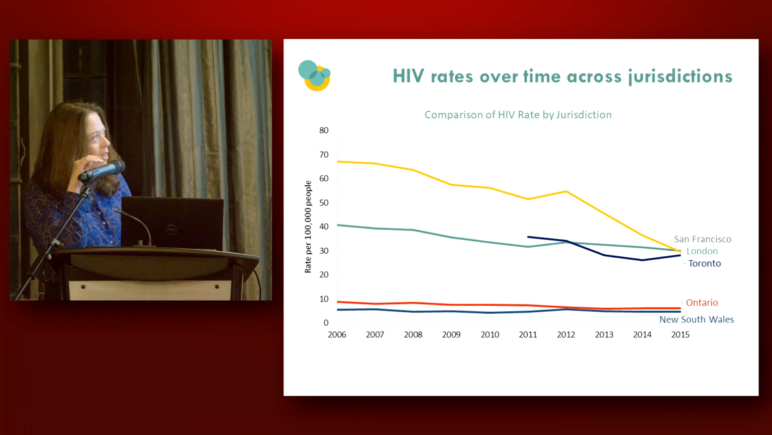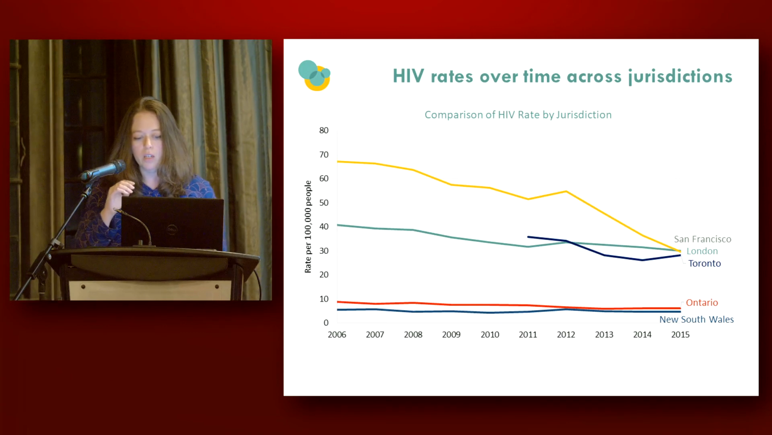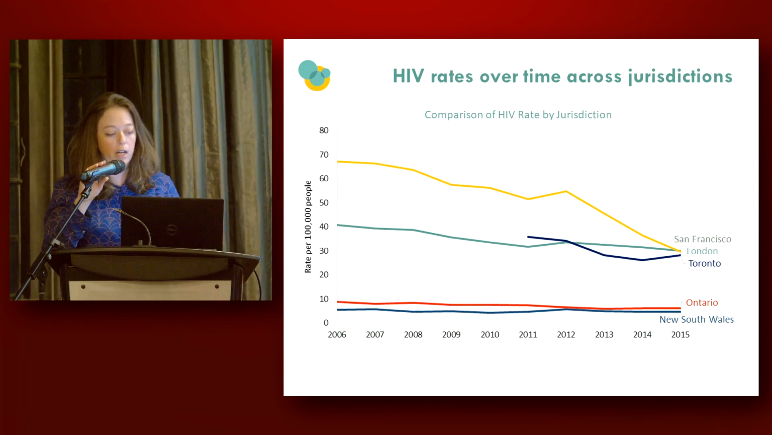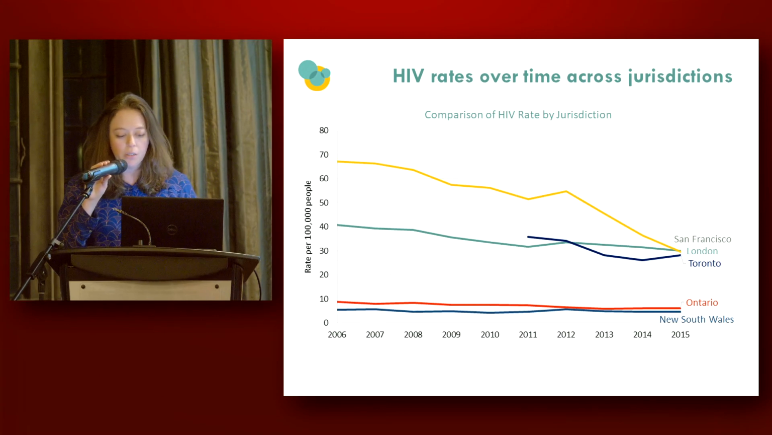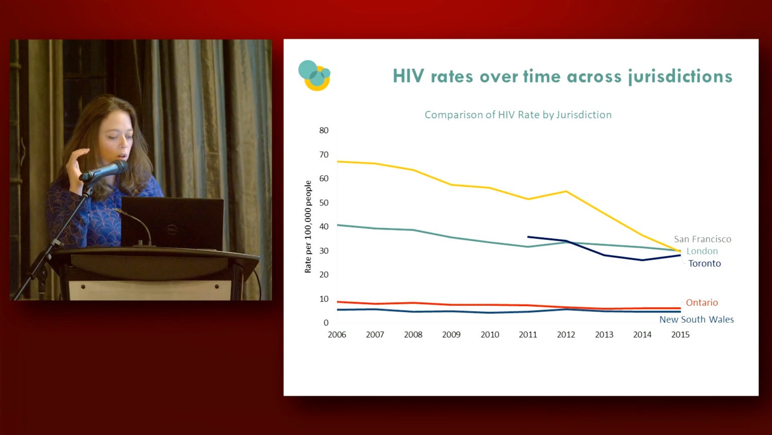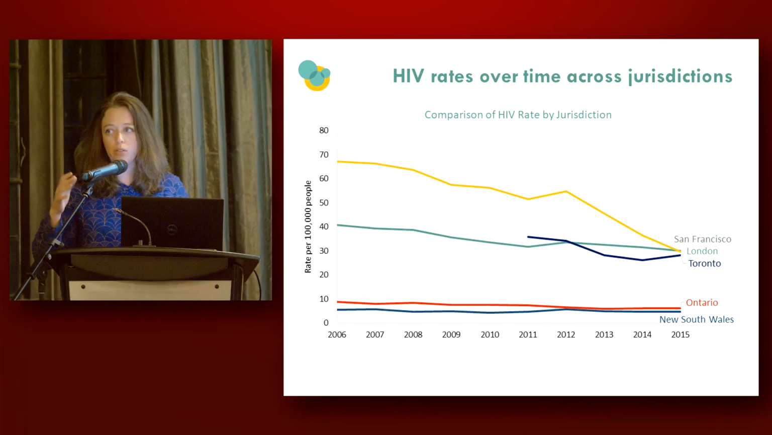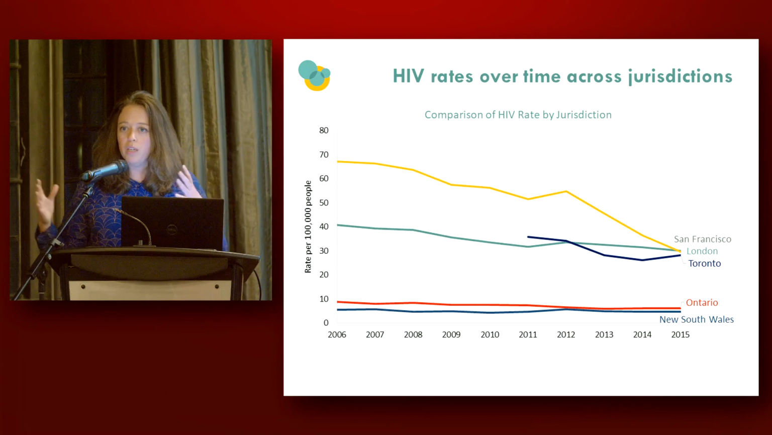What you can see here, we have broken down Toronto and Ontario, then comparing it to San Francisco, London, and New South Wales. There has been clearly a dramatic decrease in San Francisco, a decrease in London, and especially given there's a few less data here for Toronto, we don't see that same dramatic decrease. But when we look at Ontario overall, the rate has been very stable since 2006 and is more similar to those larger jurisdictions.